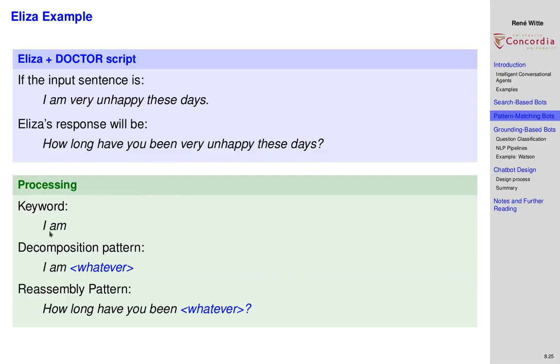ELIZA scans for keywords. Then when it finds certain keywords, it will apply a pattern to the input sentence, like the pattern "I am" followed by something. And for each decomposition pattern, there are associated reassembly patterns where it inserts whatever it found here into the answer, possibly with some minor changes.